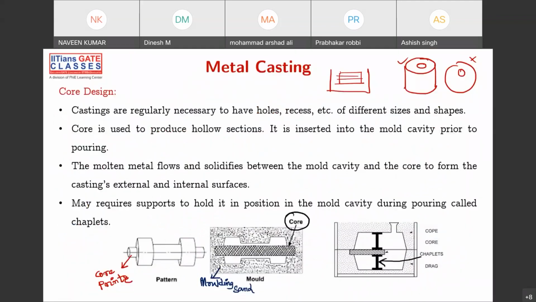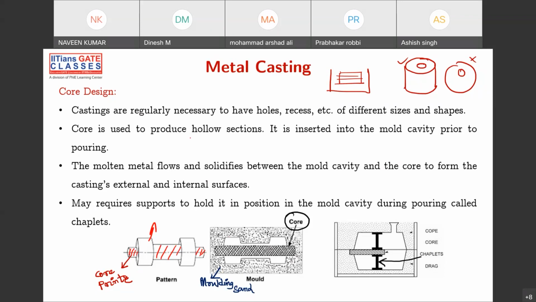Okay. Now, core. I told you already what a core is. Core is nothing but when you want to make some hollow section in your casting. If you want to make a hollow section in the casting, obviously you have to put something in between in the liquid metal. Let's say you want to make this kind of an object, and this is the hollow section here.